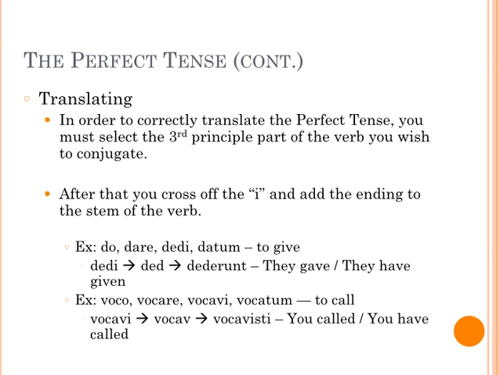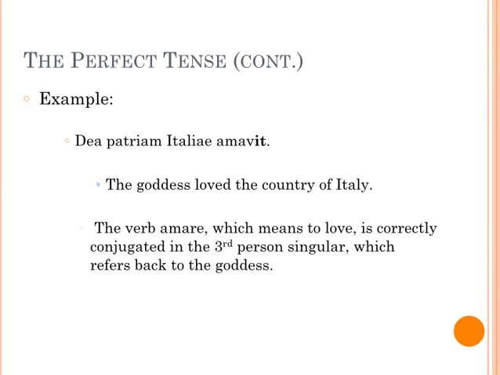In order to correctly translate the perfect tense, you must select the third principal part of the verb you wish to conjugate. After that, you cross off the i and add the ending to the stem of the verb. Two examples of a correctly translated perfect word are dederunt and vocavisti, which translate as they gave, they have given, or you called, you have called.